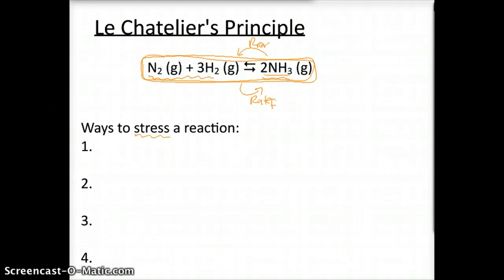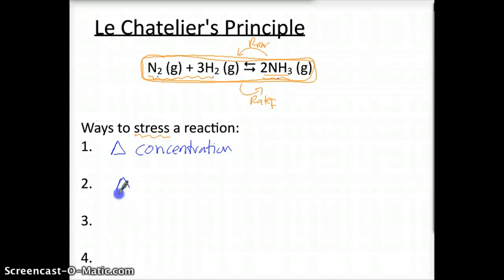So before we figure out how to predict those shifts, let's talk about the ways that a reaction could be stressed. So there's 4 different ways a reaction could be stressed. Number 1, you could change the concentration. So that's like saying we're at equilibrium and then we add some N2, or we take away some H2, or we add more NH3. We're changing the concentrations. That's going to make the reaction not at equilibrium anymore.